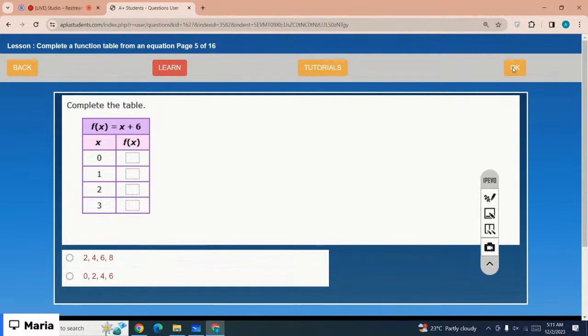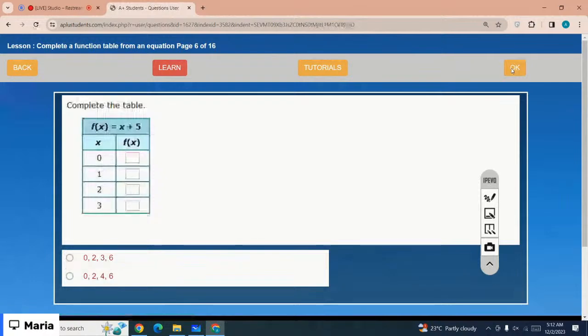The correct option is... 0 plus 6 is 6. Okay. Then 6 plus 1 is 7, 6 plus 2 is 8, and 6 plus 3 is 9. The options are not the correct one, right? You are not given the correct option. Okay, let's just select any because you are not given the correct option, right?